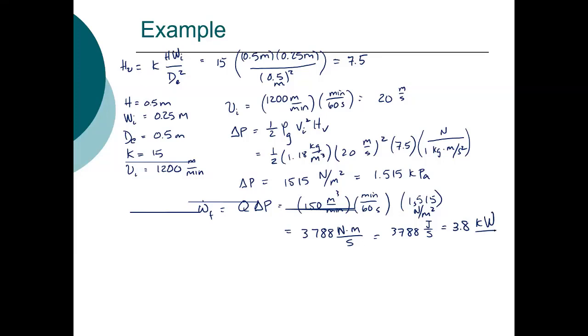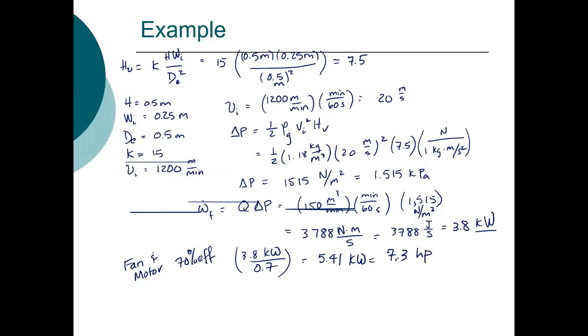In order to determine the power for the fan and motor, the fan and motor won't be 100% efficient. Let's use a 70% efficiency, which is reasonable. So if we have 3.8 kilowatts divided by 0.7, that is equal to 5.4 kilowatts, or about 7.3 horsepower. Let's give it in US units. Okay, so we need about 5.5 kilowatts.